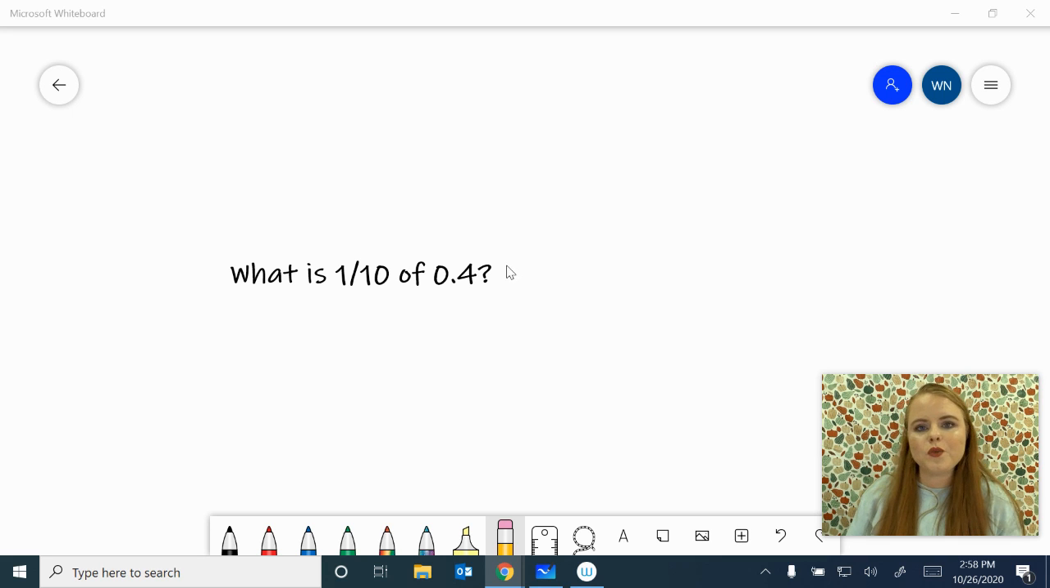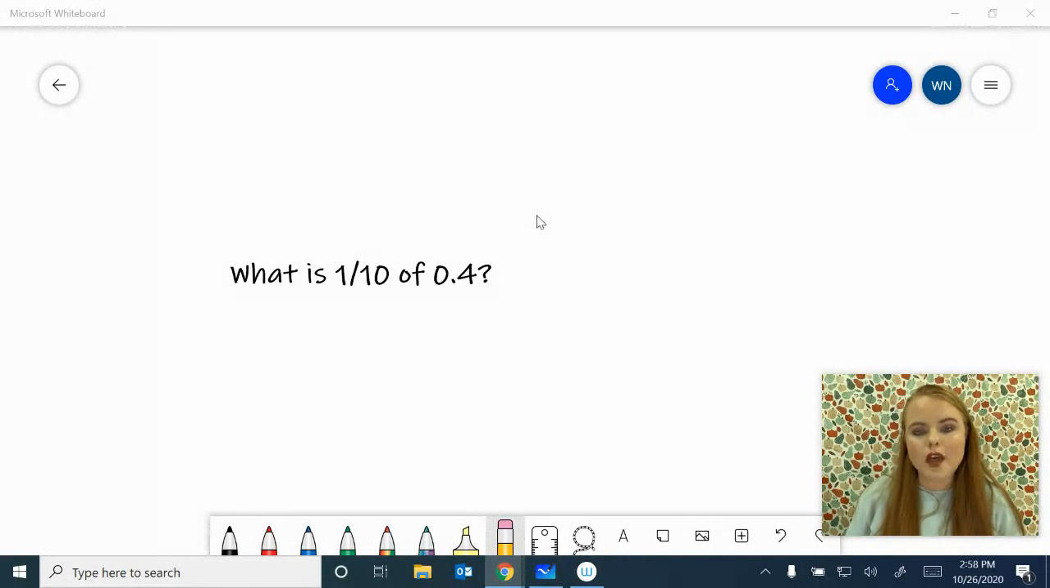Time to flip it around and do 1/10 of. Remember, when we're looking for 1/10 of a number, we're looking for 10 times smaller, as opposed to when we did 10 times as much as, we were looking for 10 times bigger. So we're going to be working through the same problems, just switching around to 1/10 of. Let's look at this first one.